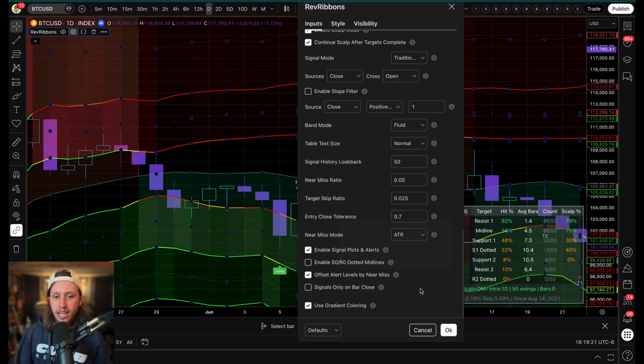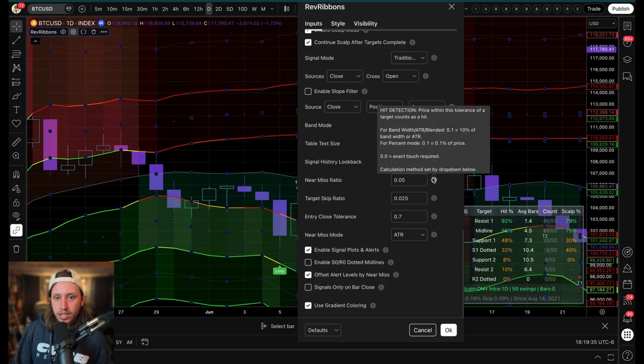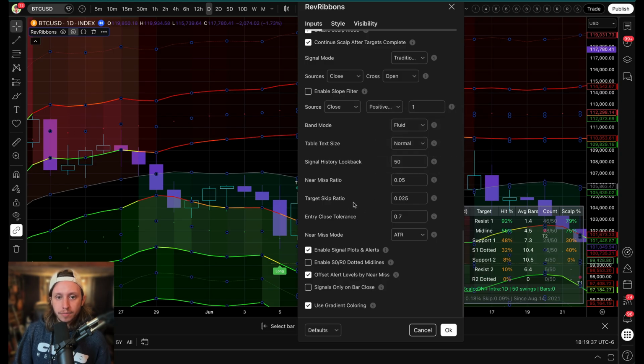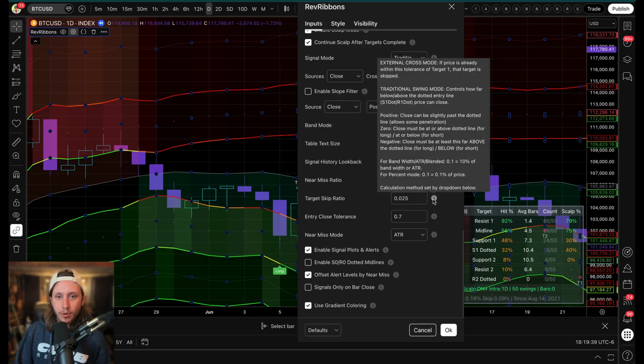So again, if you're wanting to emulate hand trading and have a little bit of forgiveness. However, again, this will reduce your profit a little bit, obviously, because you will take profit a little bit early. So that's what your near miss ratio is for, and that's what the info box talks about right there. Target skip ratio. We're only looking at traditional swing mode right now.